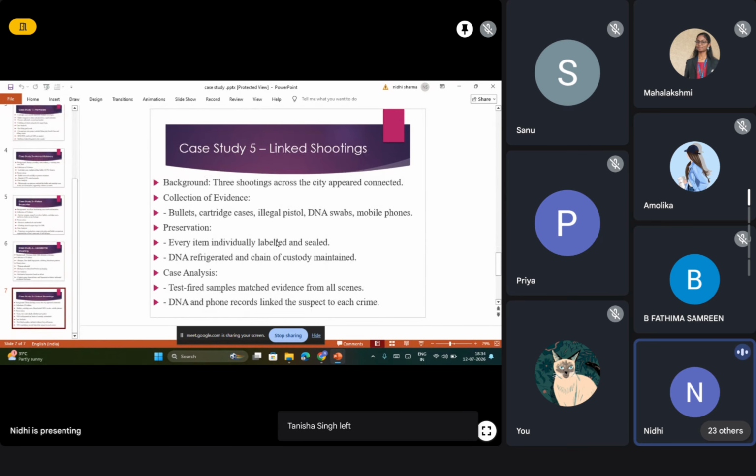Then linked shooting. Three shootings across the city appeared connected. So for these kinds of cases, have you seen that movie Holiday? Holiday of Akshay Kumar.